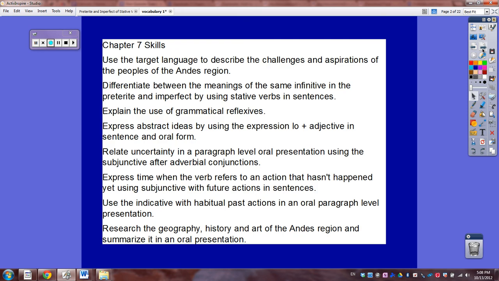Moving right along, Chapter 7 skills. These are all your skills if you would like to read through them. Basically, we are moving along grammatically and vocabulary-wise. You just finished your Andes project with all of your translations and making your big PowerPoint. So I will be putting that together, and you'll be able to do your Hey Cultura worksheet as soon as I get that all done, which would probably be when we get back from break.